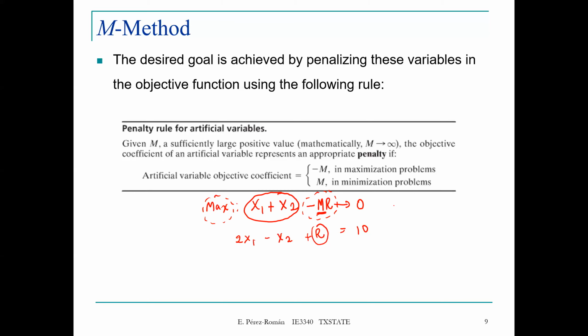However, if this M is, let's say, 1,000 and r is equal to 1, then we know that M times r is going to be equal to minus 1,000. So if r is not equal to 0, you are going to be subtracting 1,000 from this summation. So the idea is we use the artificial variables as a way to obtain an initial solution so we can solve the problem. But at the end, we want those artificial variables to be 0 so they don't impact the value of the objective function.